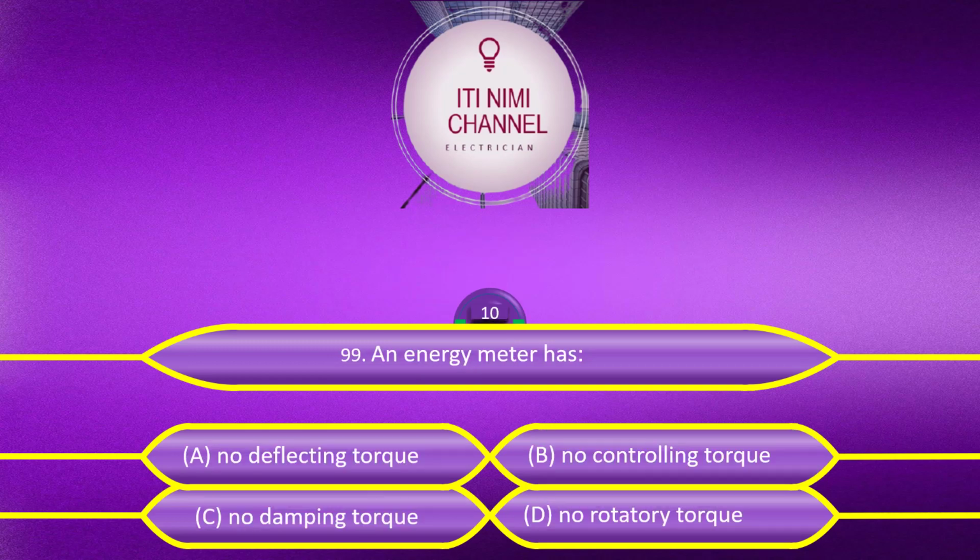An energy meter has option A, no deflecting torque, option B, no controlling torque, option C, no damping torque, option D, no rotary torque. The answer is option B, no controlling torque.